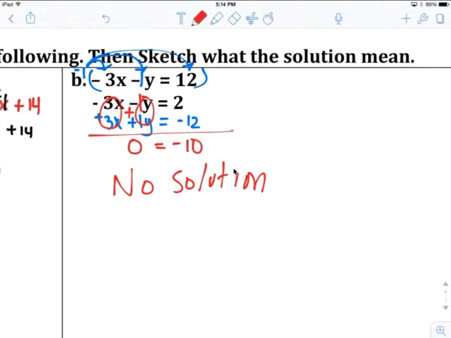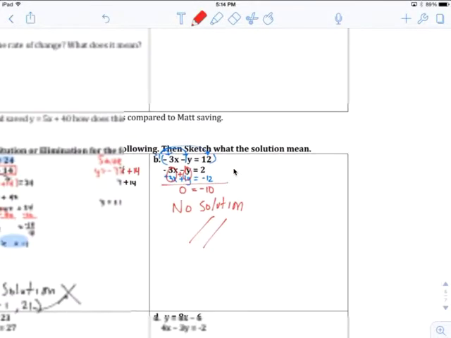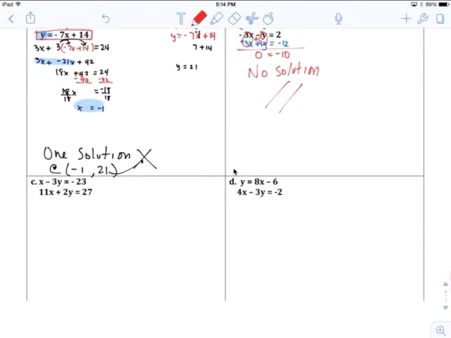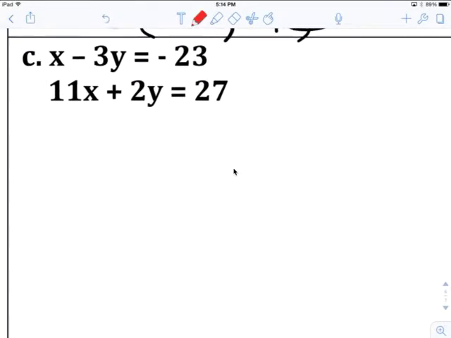because if you graph it, you're going to have parallel lines. Parallel lines, they'll never cross. Again, this is both in X and Y. They're both in standard form.